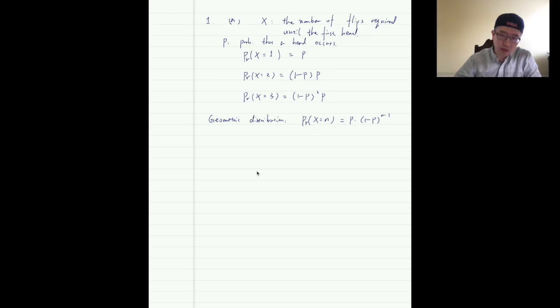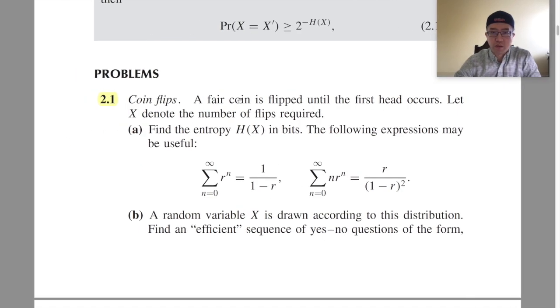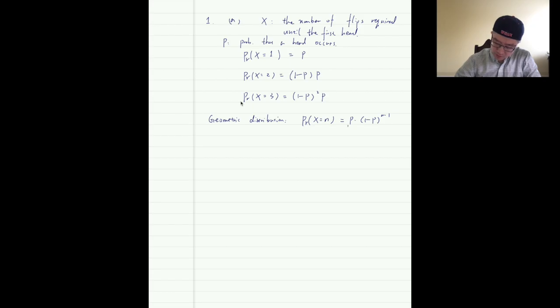In this particular case, it's a fair coin, therefore P is half. This is half times (1 minus half) to the n minus 1, which is nothing but half to the power of n. This is the probability mass function of X in this particular problem. Given that, we can compute the entropy, because the only thing we need to compute the entropy is the PMF. We can compute the entropy using the definition.